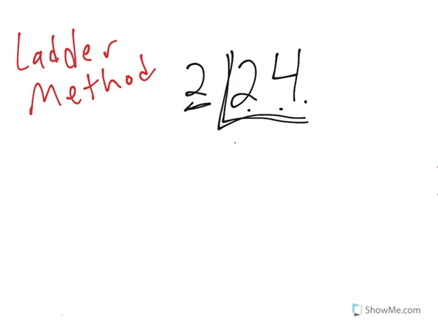So I'm going to pull 2 out of there. If I do 24 divided by 2, that leaves me with 12 left. Now I'm going to pull another prime number out. Since it's still even, I'm going to pull another 2 out. So I'm going to pull a 2 out, and then I'm going to do 12 divided by 2.